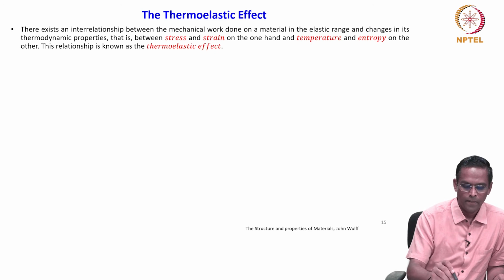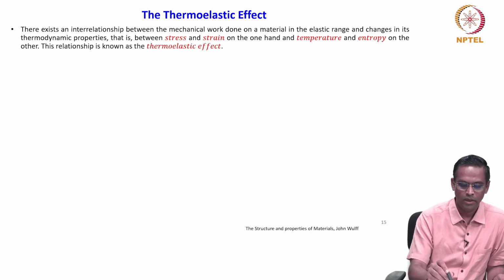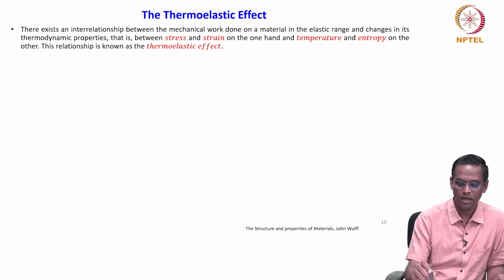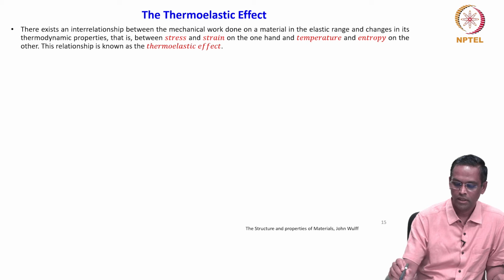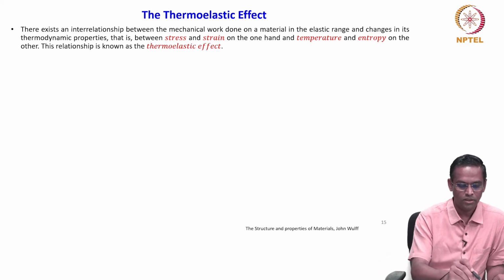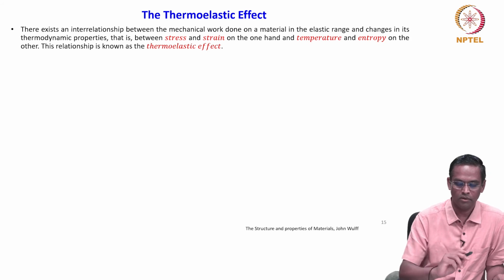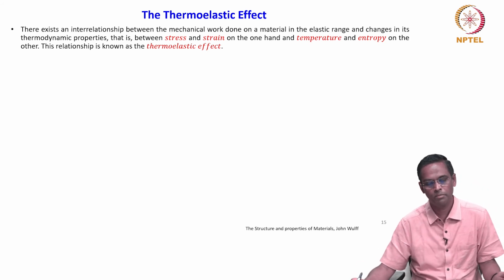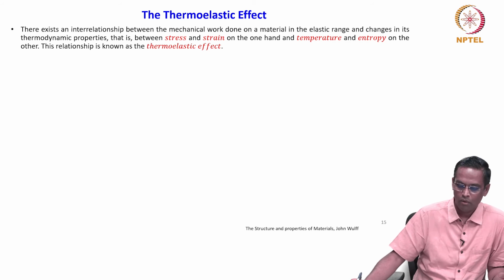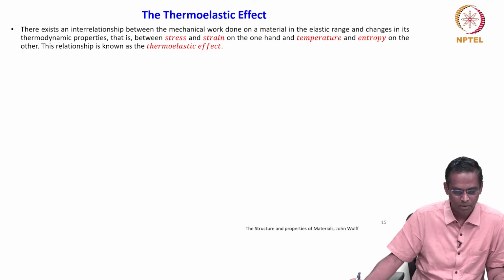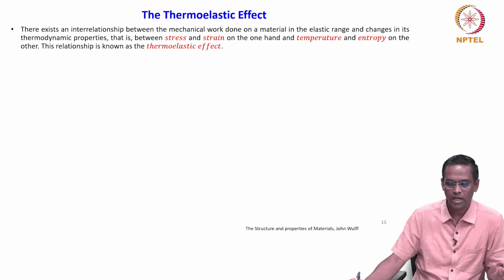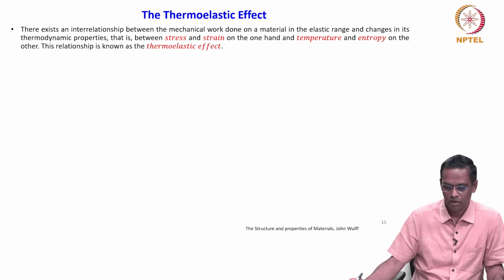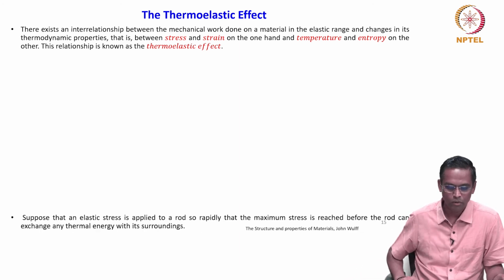So, what is the interrelationship here we are talking about? Between stress and strain, that is mechanical work parameter. On the other hand, temperature and entropy of the material. This relationship is known as thermoelastic effect. So, the interrelationship between mechanical work and thermodynamic properties. Here it is stress and strain and temperature and entropy. So, how do they relate?